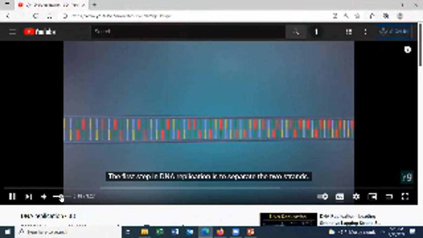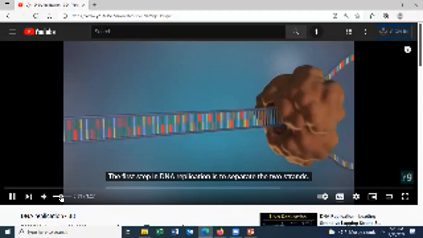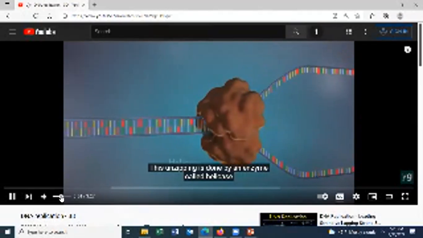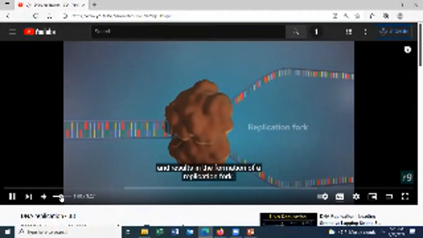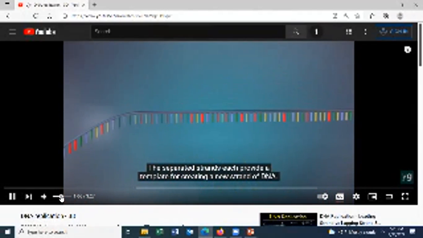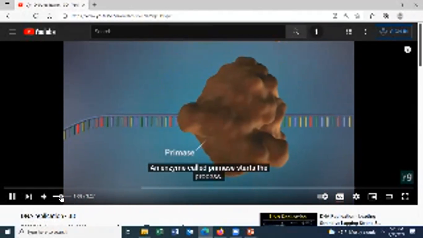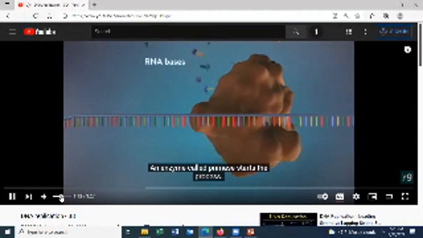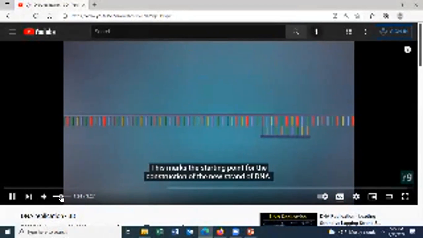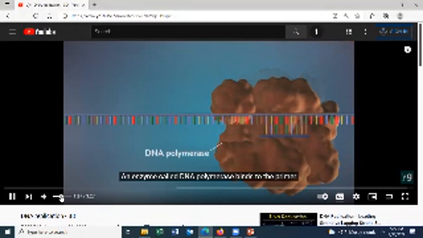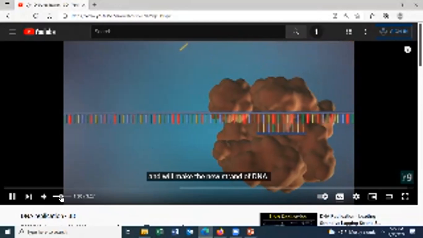The first step in DNA replication is to separate the 2 strands. This unzipping is done by an enzyme called helicase and results in the formation of a replication fork. The separated strands each provide a template for creating a new strand of DNA. An enzyme called primase starts the process. This enzyme makes a small piece of RNA called a primer. This marks the starting point for the construction of the new strand of DNA. An enzyme called DNA polymerase binds to the primer and will make the new strand of DNA.